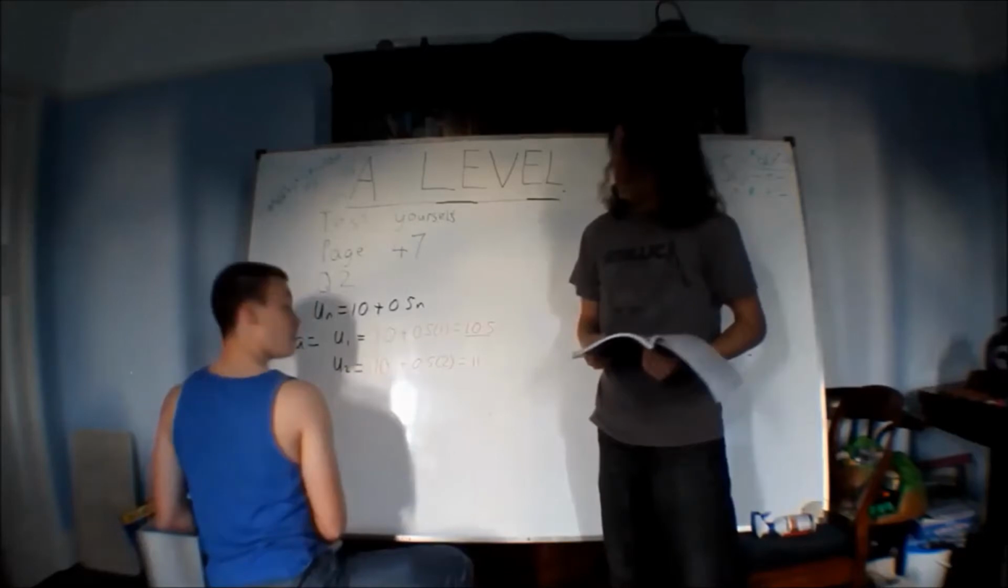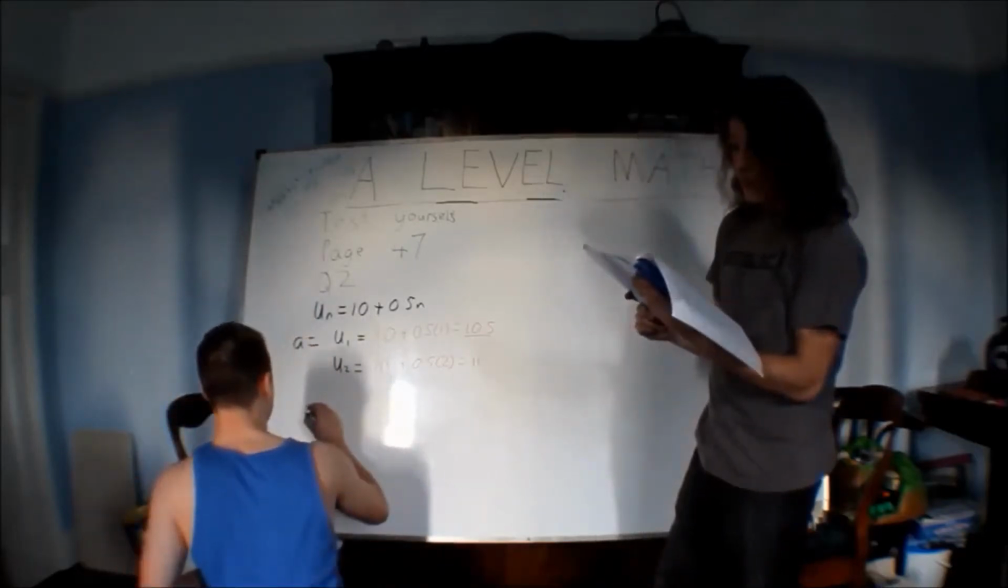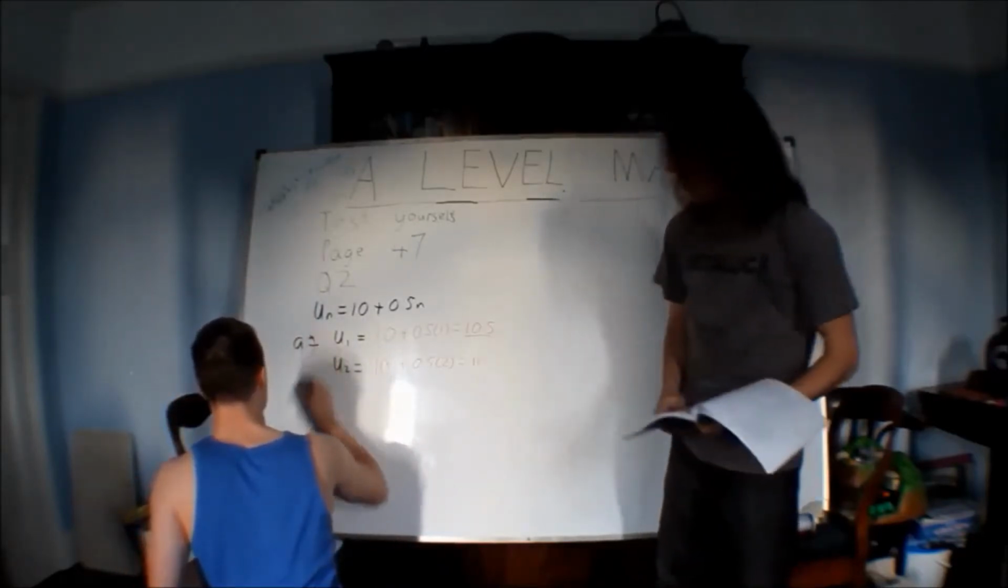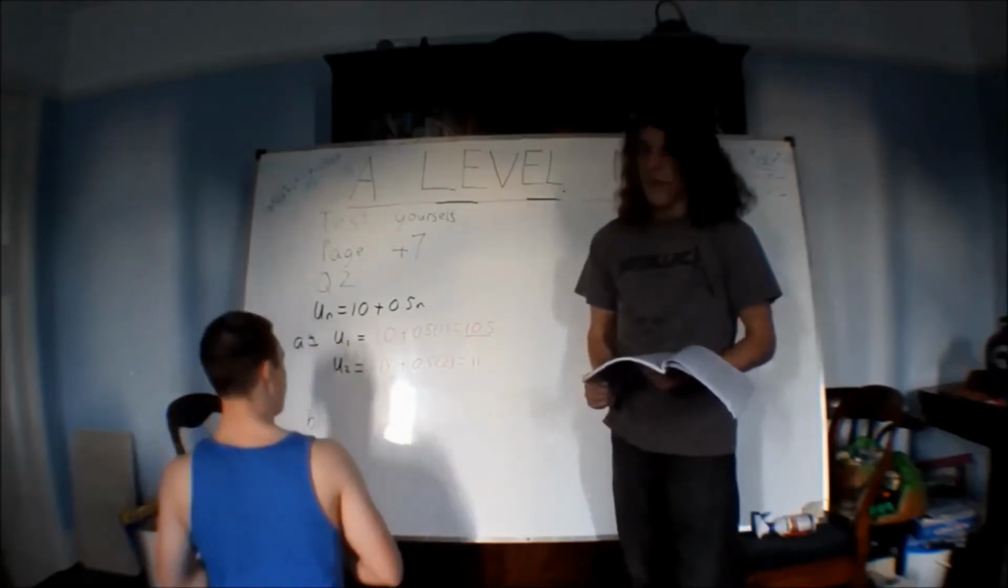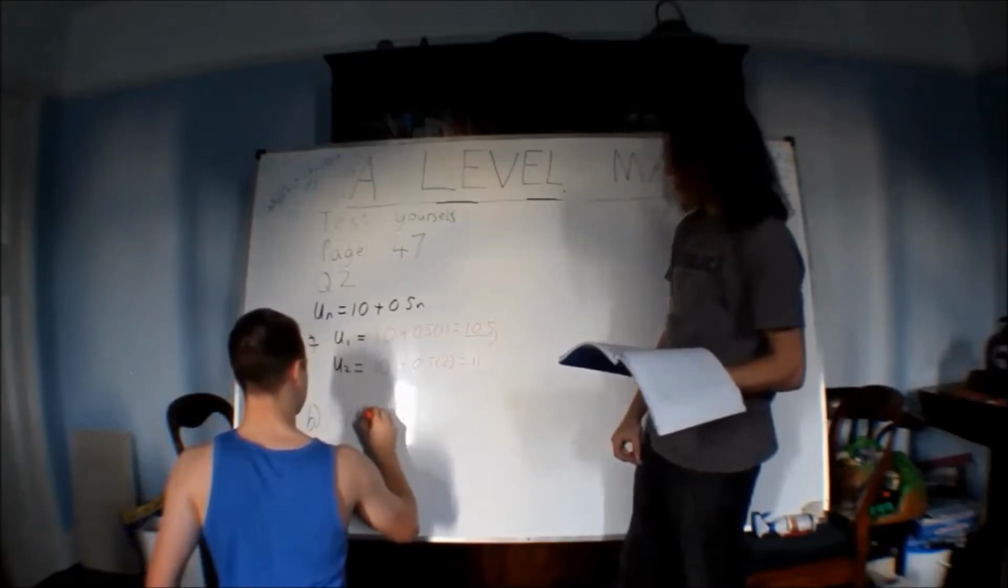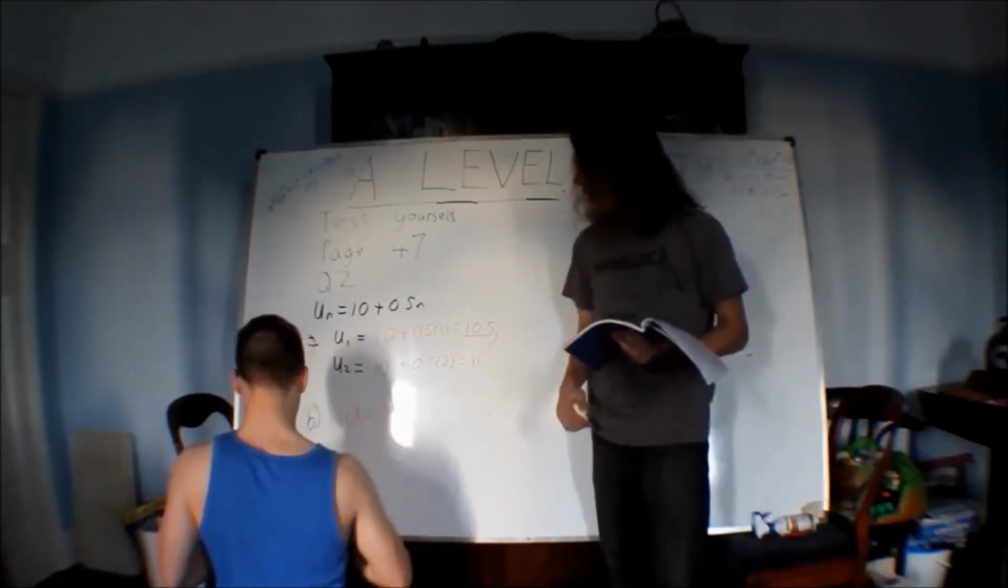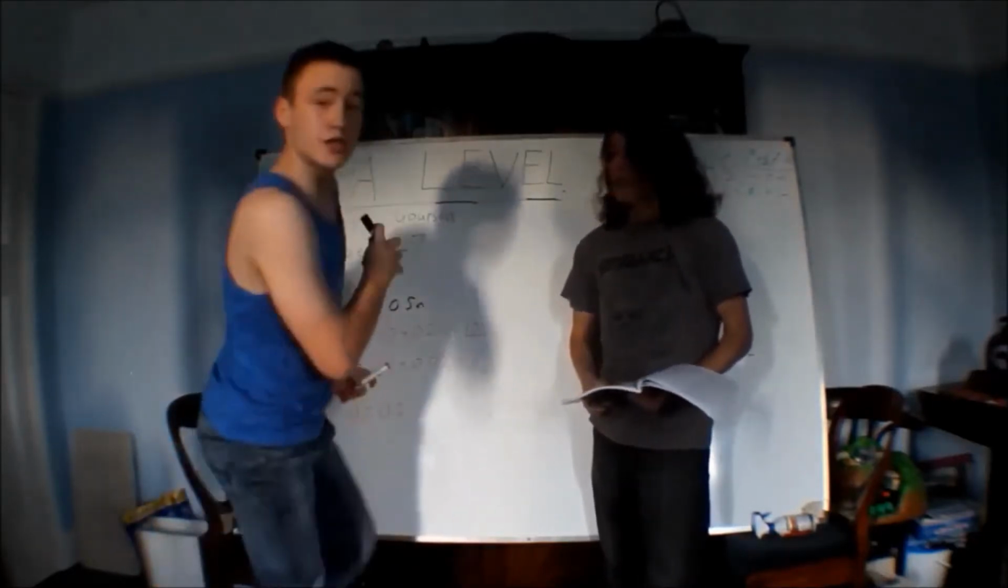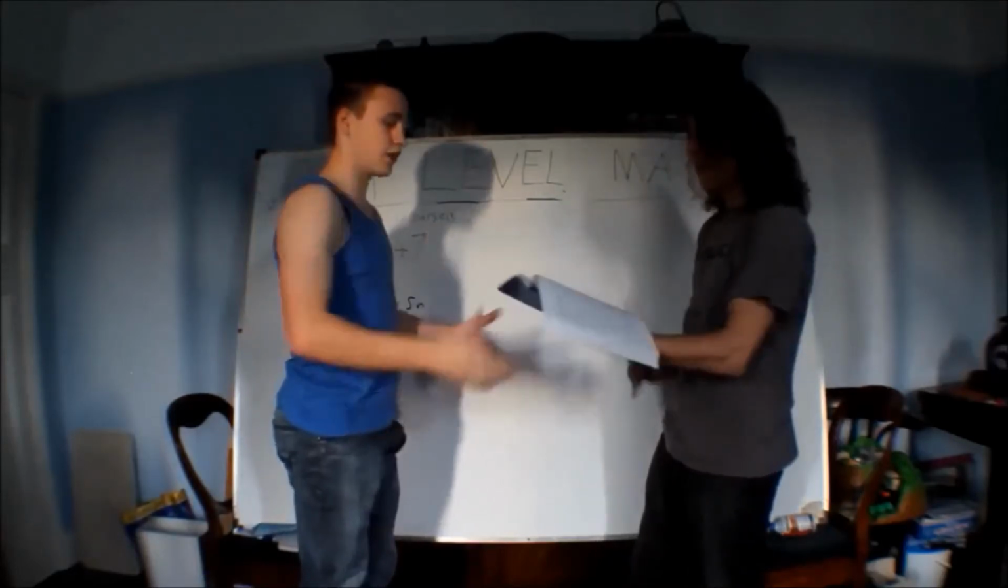Part B of this question is write down the common difference of the arithmetic sequence. Common difference is quite easy. It's the difference between these two numbers, which is 0.5. Nailed it. I think you should do the rest of the question. I'll give you the pens. Oh, okay, I'll give you the book. And we'll swap. All right, let's go.